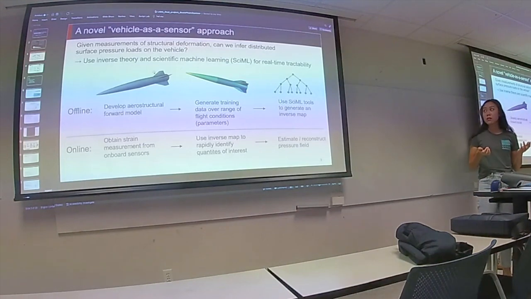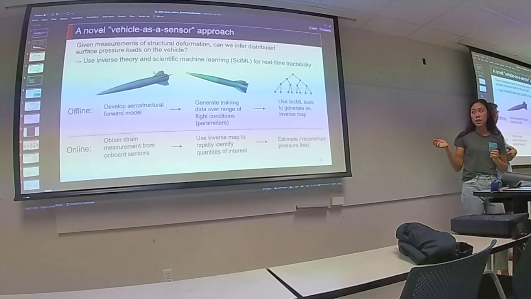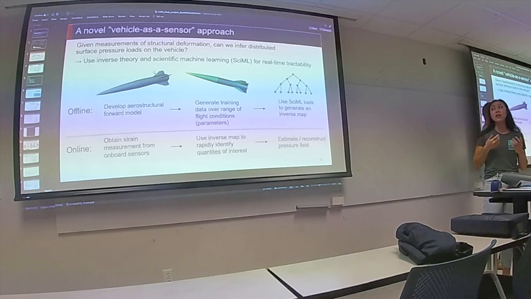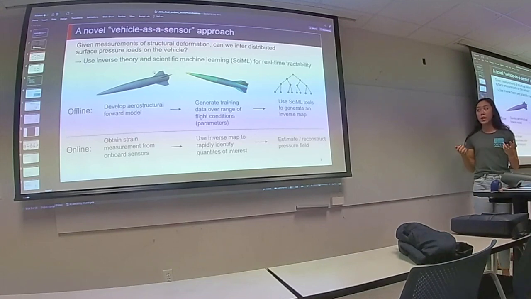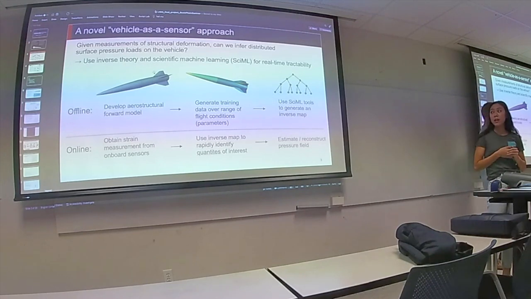So to highlight the vehicle as a sensor approach, first in the offline phase, we develop an aerostructural forward model, and then we use that forward model to generate training data over a large range of flight conditions or parameters. And then we use our machine learning tools to generate an inverse map. So that's all done offline.